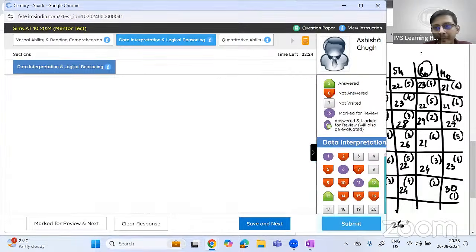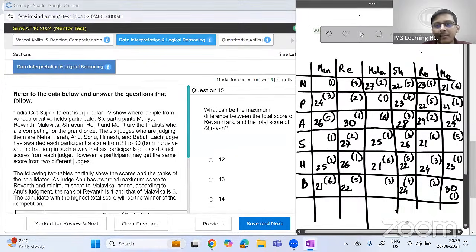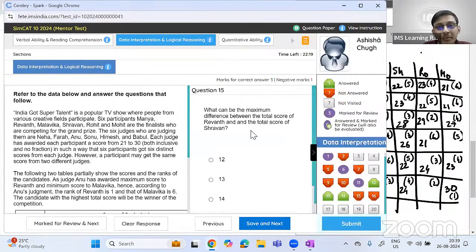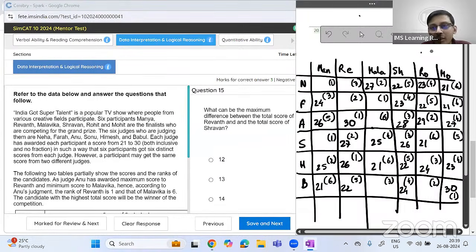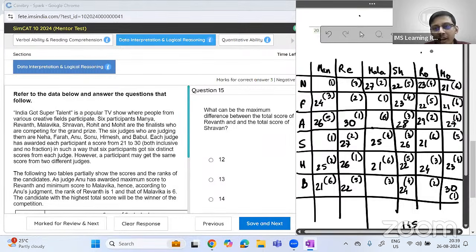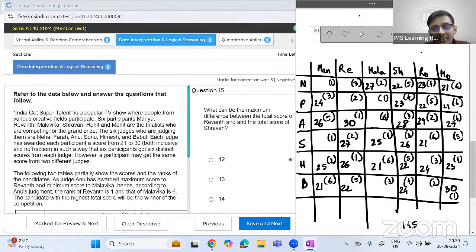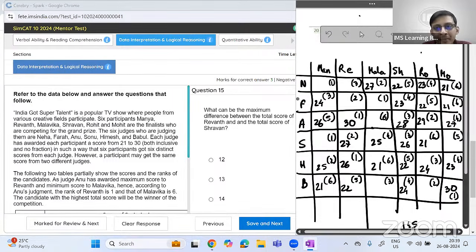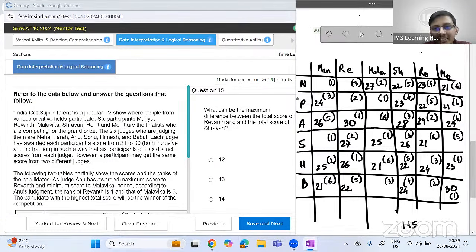Should be correct. Okay, if you look at the next one, maximum difference between total score of Revant and total score of Shravan. Shravan, we can find the total score 22, 23, 45 plus 28, 73 plus 26, 99, 22, 121 plus 24, 145 is for Shravan. Now for maximum difference. Okay, now if you look at Revant, 30, 27, 26, 22. So 57, 26, 83.